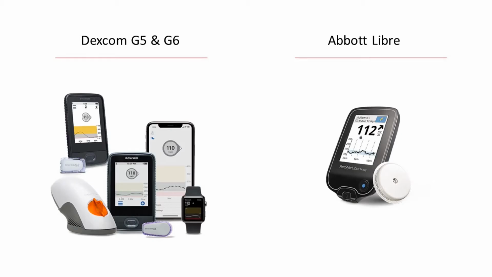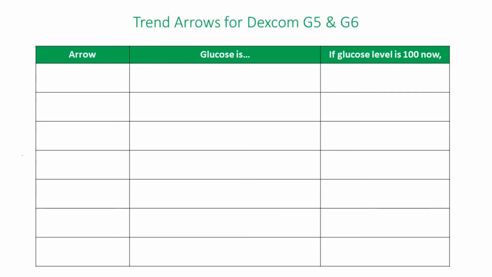There are two very popular CGMs available at this time, and those are the Dexcom G5 and G6, and then the Abbott Libre. So let's talk specifically about the trend arrows for each of these devices. First, Dexcom G5 and G6.